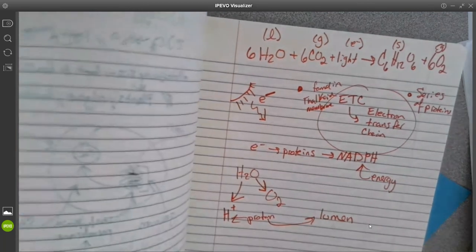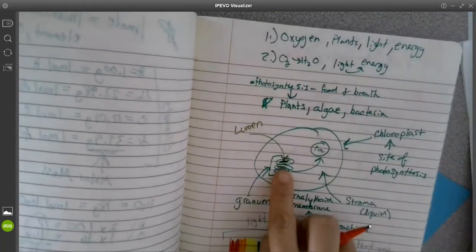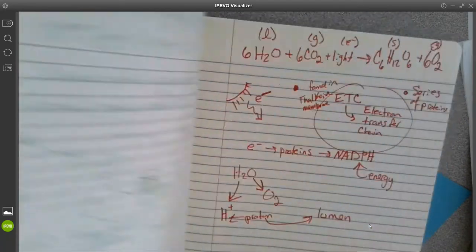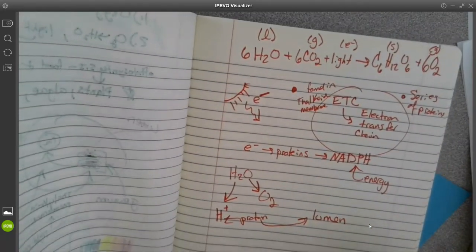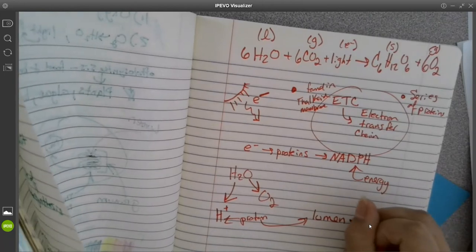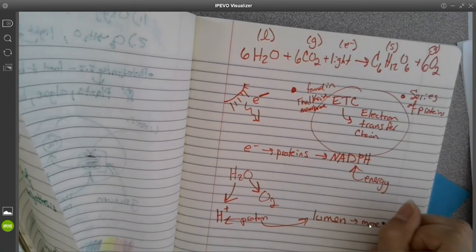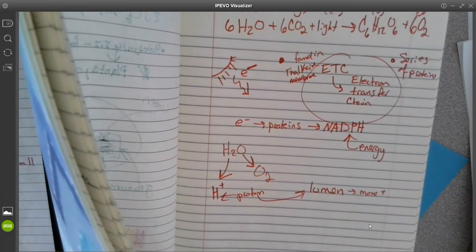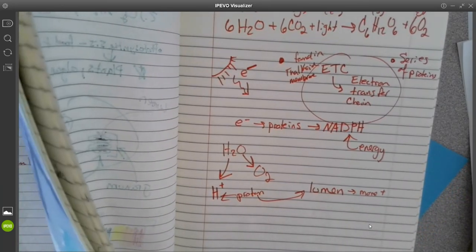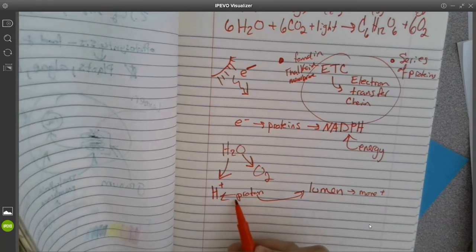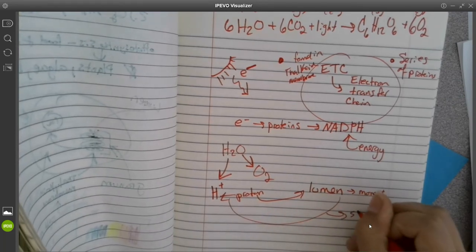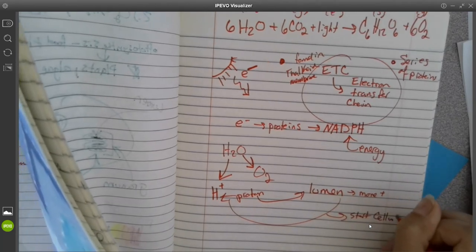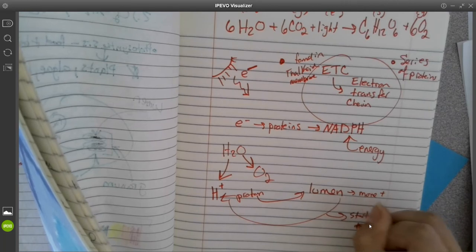Now, if we recall, let me flip the page back. The lumen is inside of our thylakoid membranes. So we have our lumen, which is now more positively charged because of our protons. Now, this process does start up into something different. It starts into a process of cellular respiration.